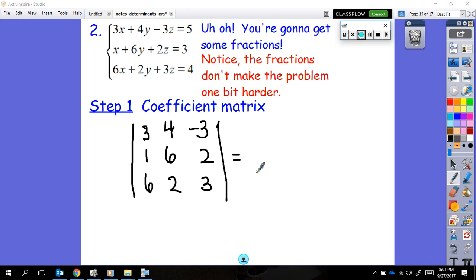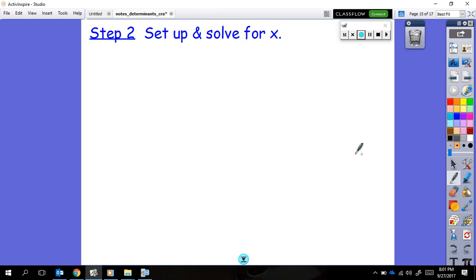Alright guys, I hope that you were able to pause and calculate for a minute. I got 180 as my determinant. Okay, so now we're going to go on and finish solving. Okay, I want you to go ahead and set up and solve for x, okay, and then hit pause again, and we will check in just a minute.